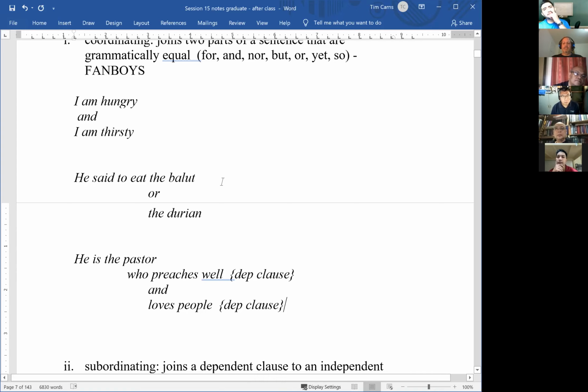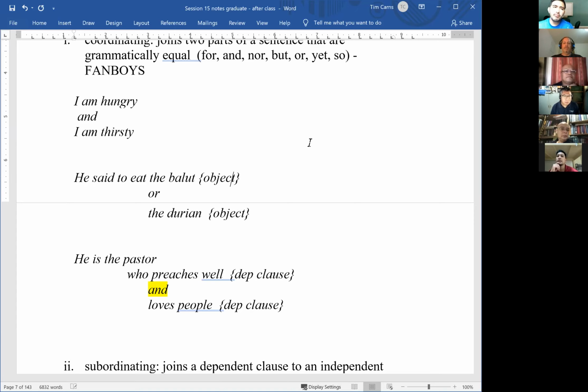So you see that? In this case, the balut is an object of the verb to eat. Durian is, again, an object. They're connected. They're equal grammatically. And then the first example I gave you, they're both independent clauses. All right? So these are examples of coordinating conjunctions.